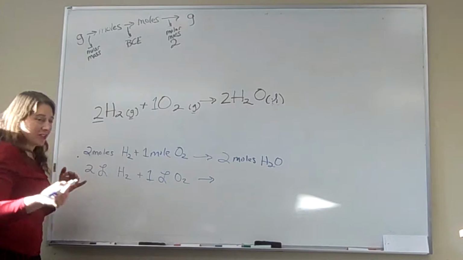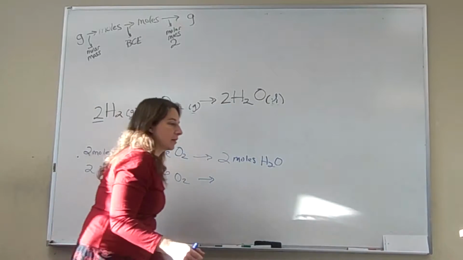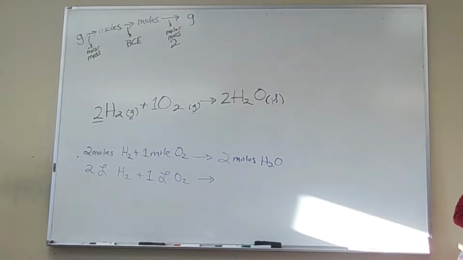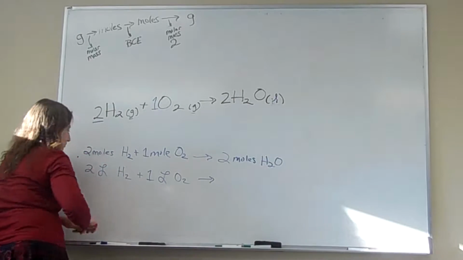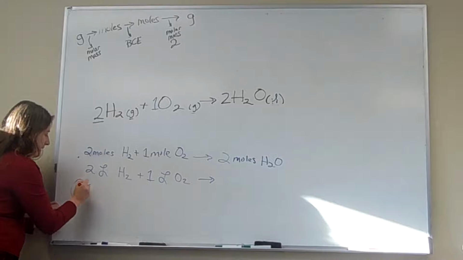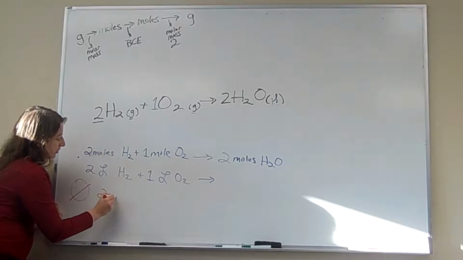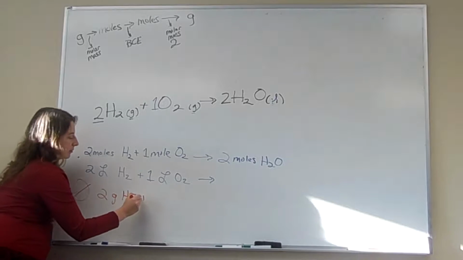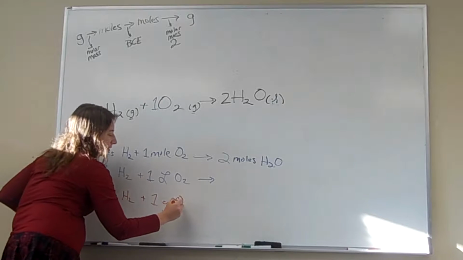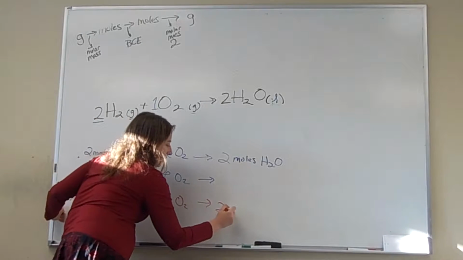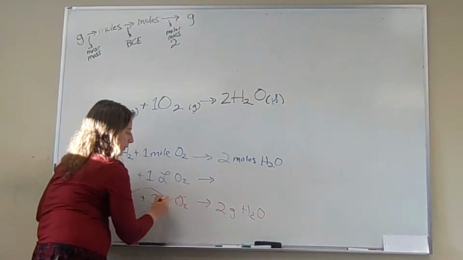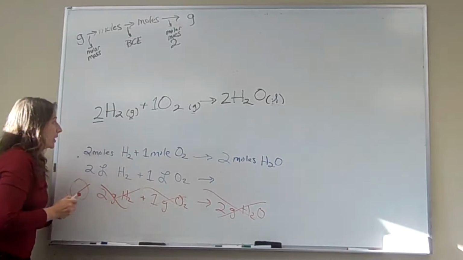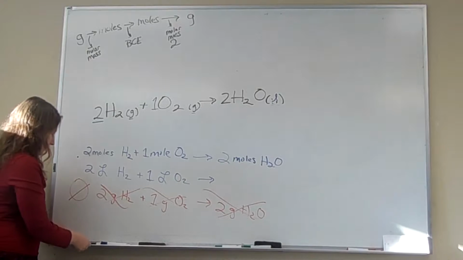So here's what you can't do with a balanced chemical equation. You can't say, I'll write it in red so you know it's a big no. You can't say 2 grams of hydrogen plus 1 gram of oxygen gives you 2 grams of water. Okay? No. You can never compare grams to grams using stoichiometric coefficients.